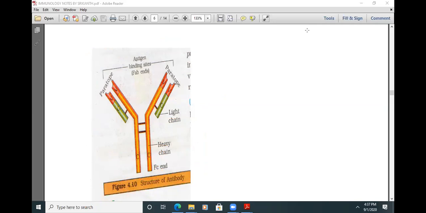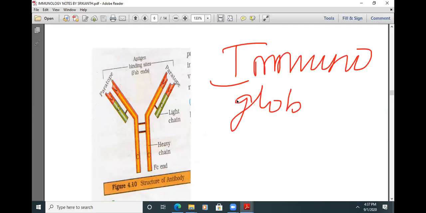paratope. Then we have antibodies, which we used to call immunoglobulins. The name for antibody is immunoglobulin. In general terms, we call immunoglobulins Ig.